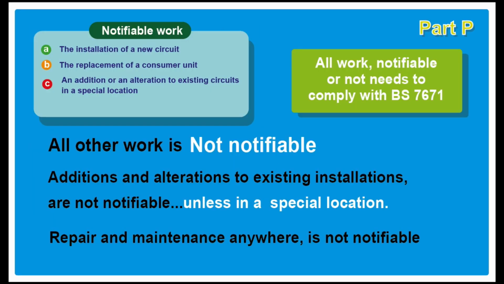So we know that notifiable work is the installation of a new circuit, the replacement of a consumer unit, or the addition or alteration to existing circuits in a special location. But what work is not notifiable? Well, all other work is not notifiable. Additions and alterations to existing installations are not notifiable unless it's in a special location, and repair and maintenance anywhere is not notifiable. But all work, notifiable or not, still needs to comply with BS7671.